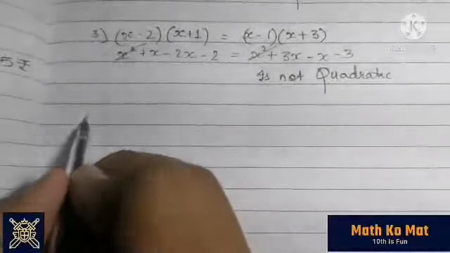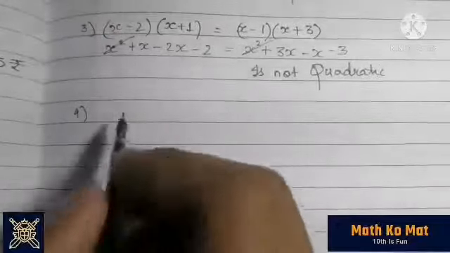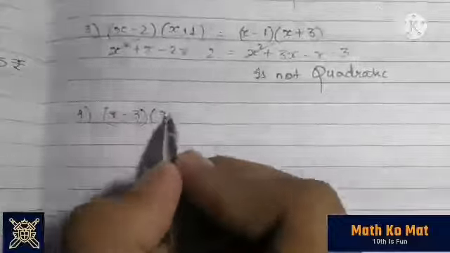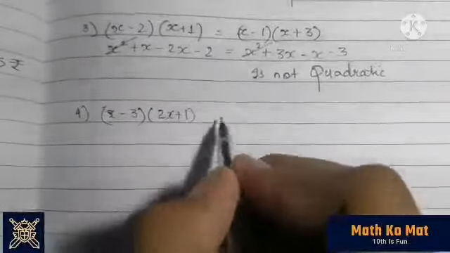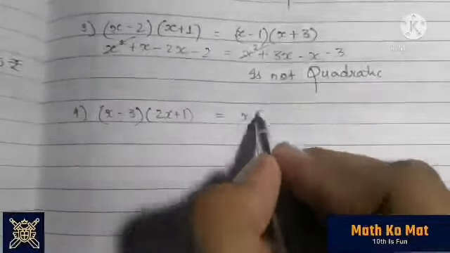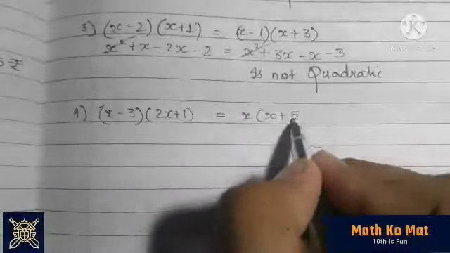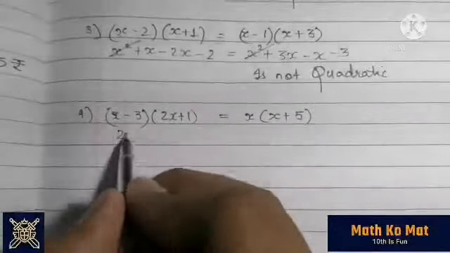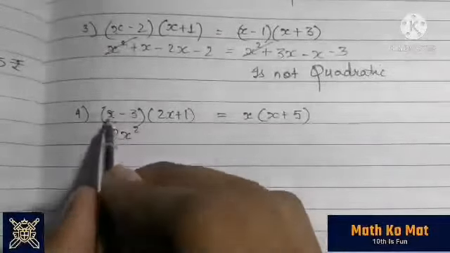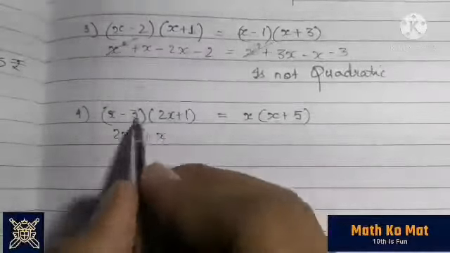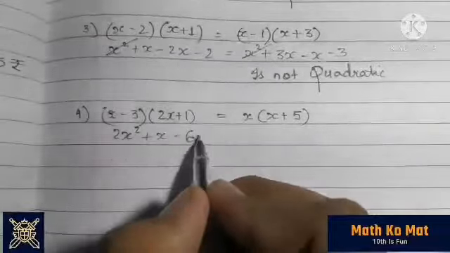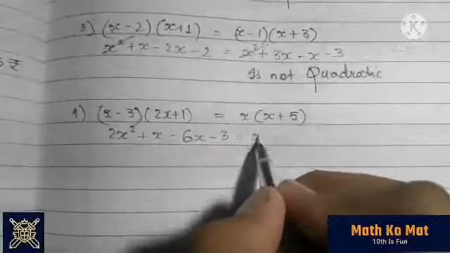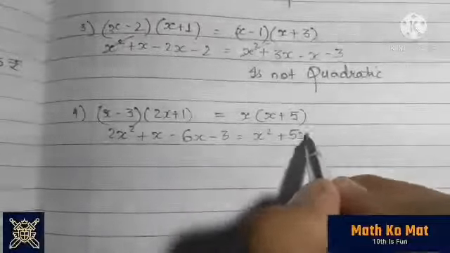Now let's move on to the fourth part. In the fourth part, you have (x − 3)(2x + 1) = x(x + 5). Now as you can see, here you have 2x into x, so 2x², x into 1 is +x, −3 into 2x is −6x, and −3 into 1 is −3, and this is equal to x into x, x² + 5x.